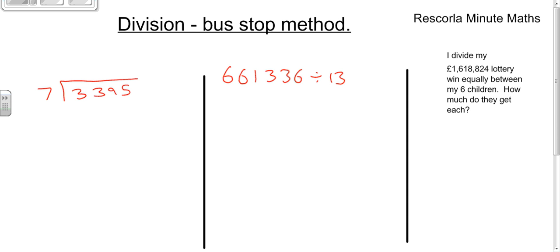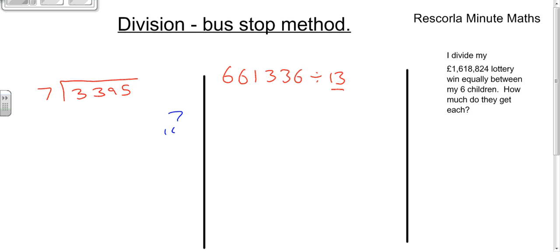Okay, so what we're going to do here is we're going to see how many times 7 goes into 3,395. Now, the thing that trips most people up is the fact that they don't know their 7 times table, or indeed their 13 times table when it comes to the next question. So what we're going to do is we're going to write down our 7 times table.